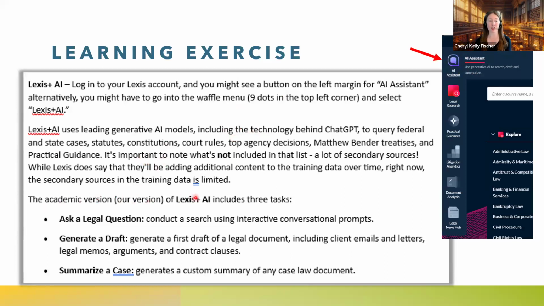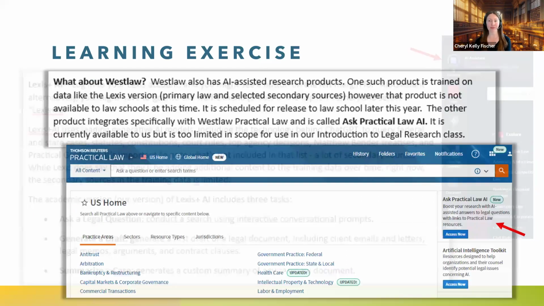Our academic version of Lexis AI includes 3 tasks that you can do. You can ask it to answer a legal question, to generate a draft, or to summarize a case. There's a 4th task that's not available to academia yet. It's available to law firms, but we'll focus on the 3 things we can do.